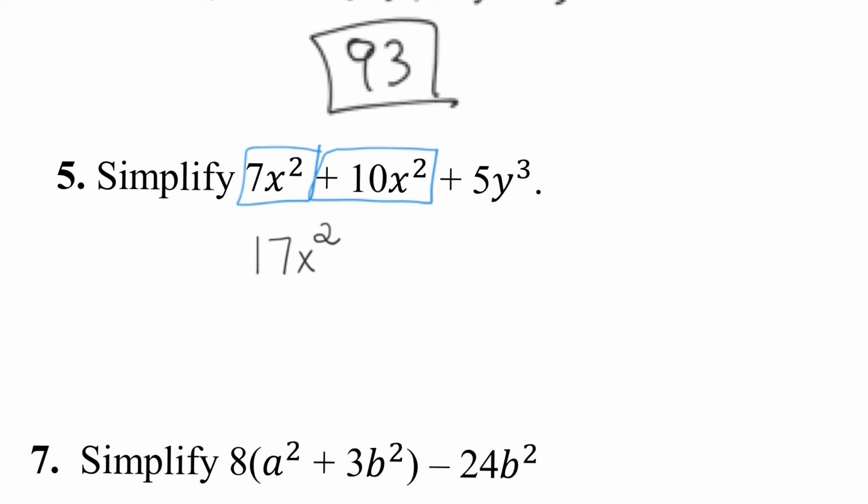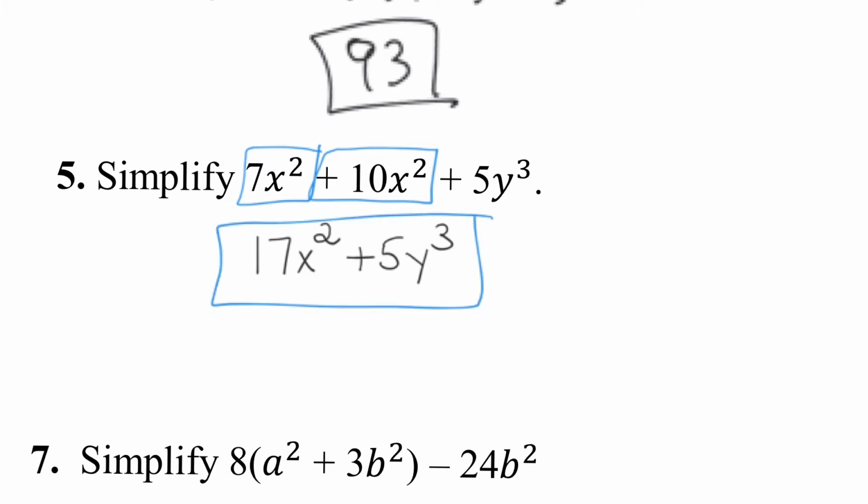Then the y cubed, which is a 5y cubed, you just bring it down. We don't have any other y cubed, so you just bring this one down, and that's it. You're not going to add the 17 and the 5 because they're not like terms. They don't have the same variable. So my answer is this expression, 17x squared plus 5y cubed.